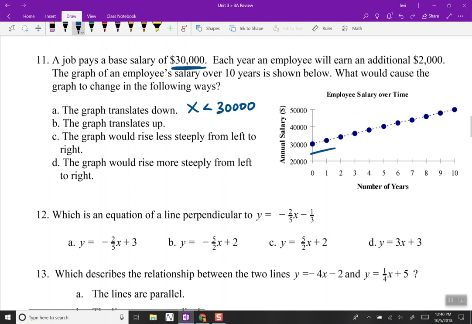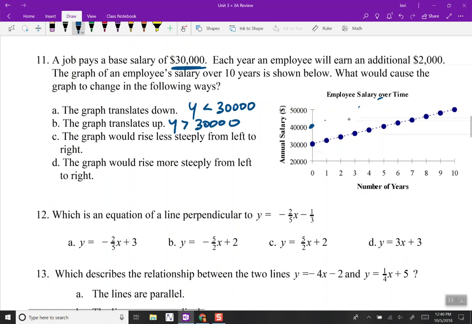Okay, the graph translates up. That would mean, and these would be y values actually. So our y would be greater than 30,000. If we translate it up, say we started at 40,000 bucks instead, and we'd go up, every point would be up higher.